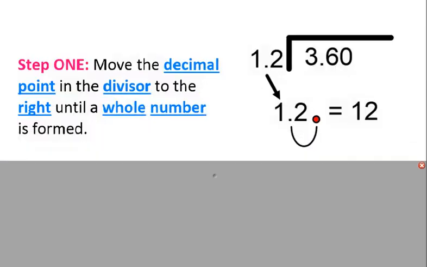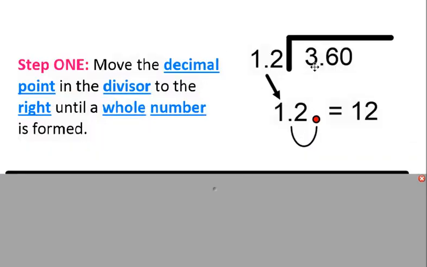So step one is you have your setup here. You have 3.60 divided by 1.2. Now, you set it up and you have this 1.2 on the outside. Well, the rule is that you're not allowed to have a decimal on the outside of your division problem. So step one is going to be to move the decimal point in the divisor to the right until a whole number is formed. So I'm going to take this decimal and move it once to the right so that this 1.2 becomes a 12. But I need to remember how many times I moved the decimal. In this case, I moved it once. Now on the outside, I'm going to have a 12.